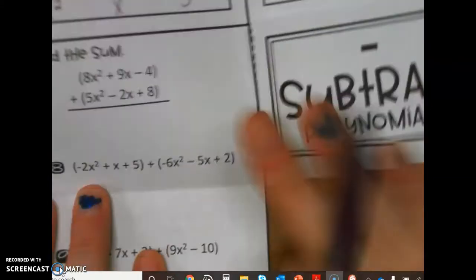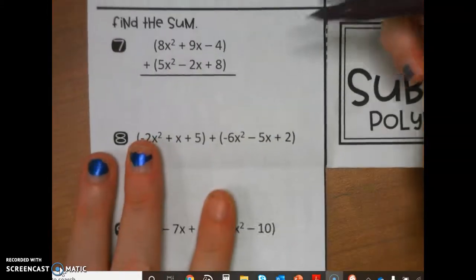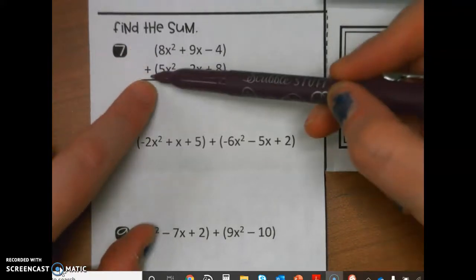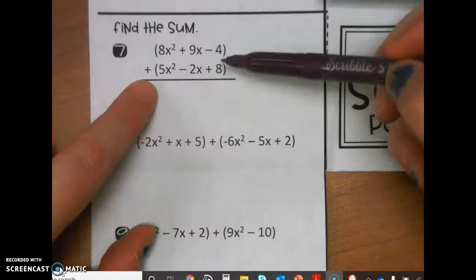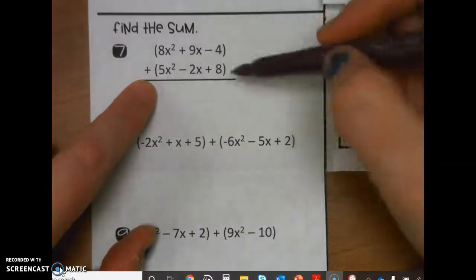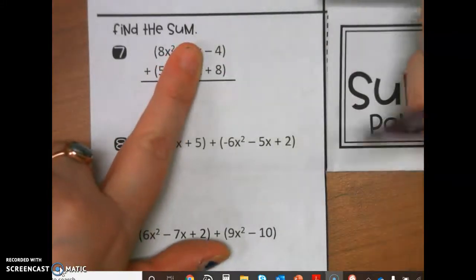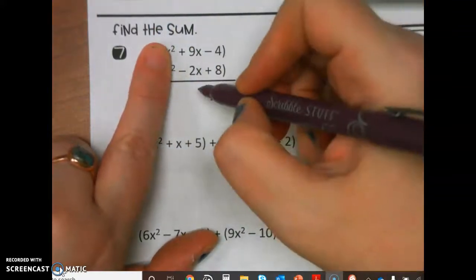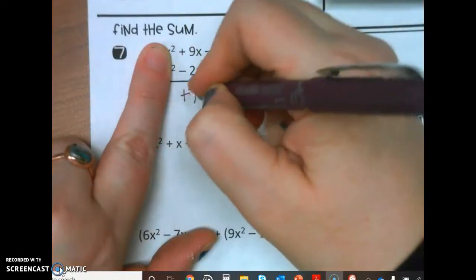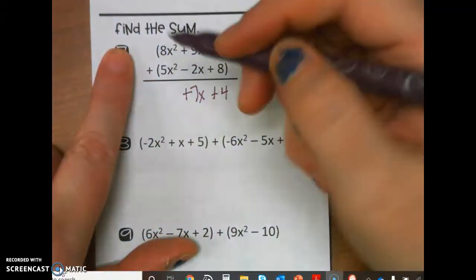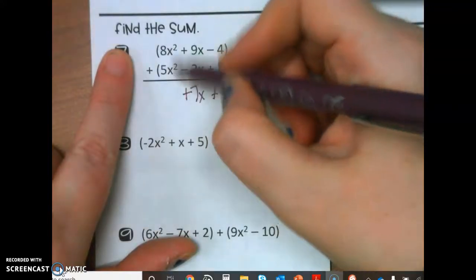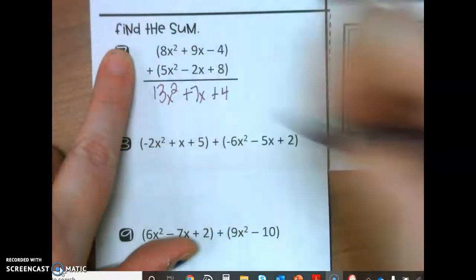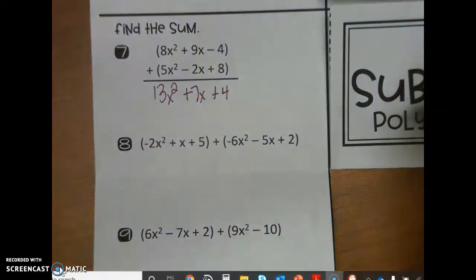Okay? All right, let's come down here and look at adding these fabulous polynomials. This is fun. I love this. No, I'm not a big nerd. All right, so you've got a trinomial and a trinomial. We're going to add them together. Okay, well, like always, you have to do like terms. So -4 and +8 is just +4. +9x and -2x, +7x. Then 8 plus 5, because these are the same things, 13x squared. That's it. You're done.